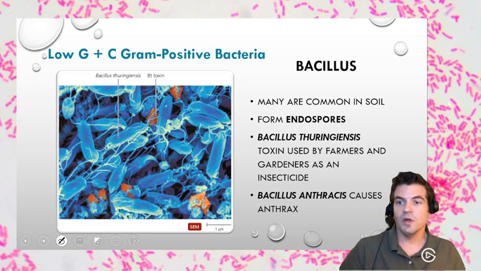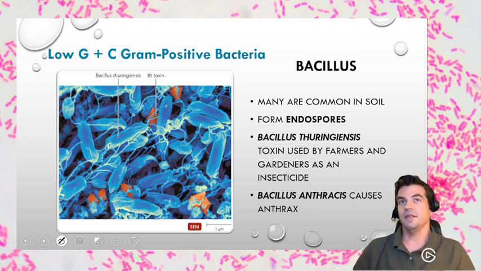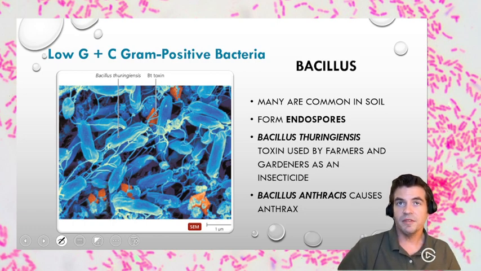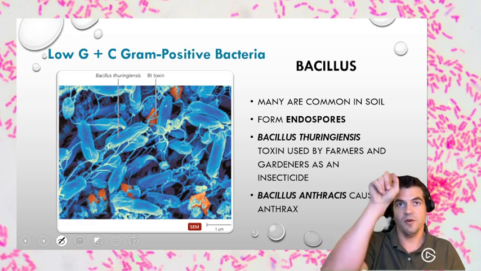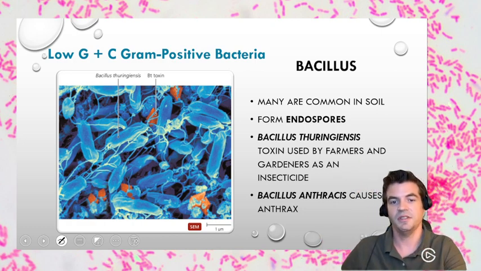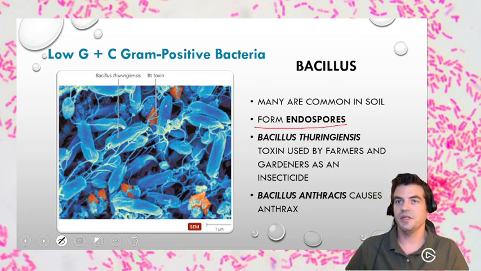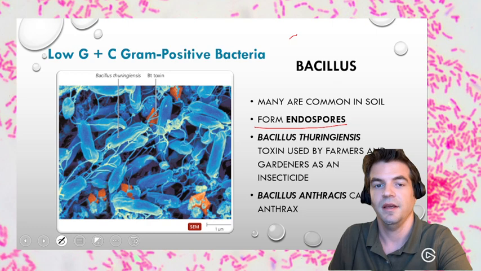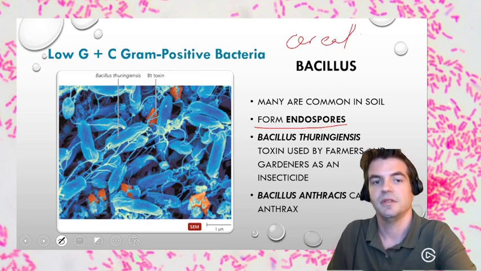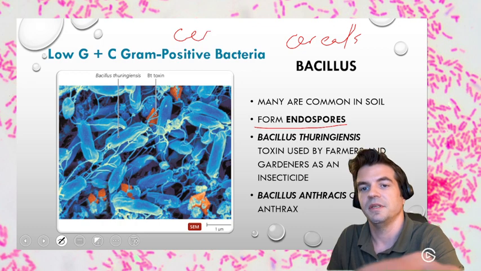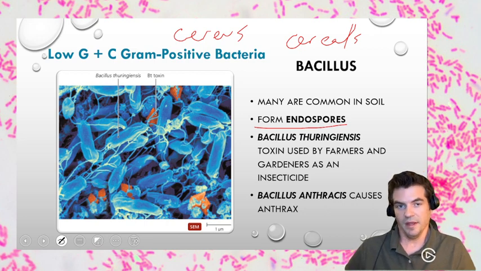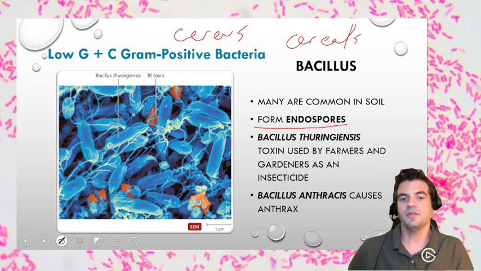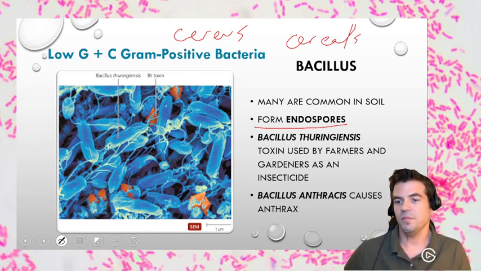Another type of low GC gram-positive bacteria is the Bacillus family. Most of them are just found in the soil, but they also form endospores. So these are the ones that we need to look out for. Bacillus cereus can grow in our cereals. That's where we get the term cereus, from Ceres, the god of agriculture. So B. cereus or B. thuringiensis can both form endospores.